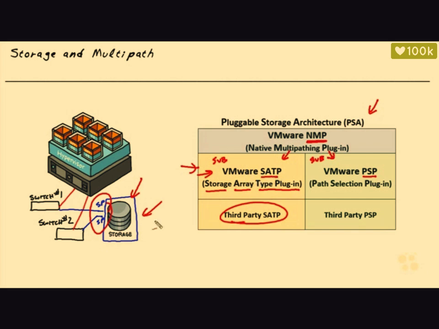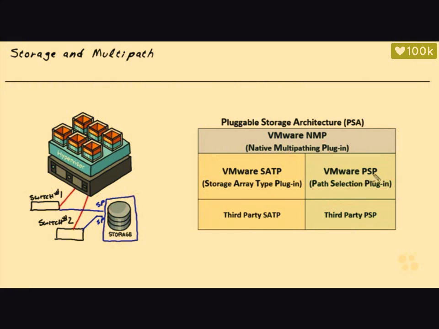So the SATP is focused on the storage side, and there's also the PSP, which is also a sub-plugin under the native multipathing plugin. And the PSP stands for the Path Selection plugin. I've also seen that spoken as the Path Selection Policy. Either way, the acronym remains the same. And the PSP is responsible for choosing a specific path from the ESXi host as it goes to the storage. And if we're using a third-party solution, and that third-party vendor has written their own path selection plugin that works with their storage, we could use that one instead. But by default, we have a VMware PSP.